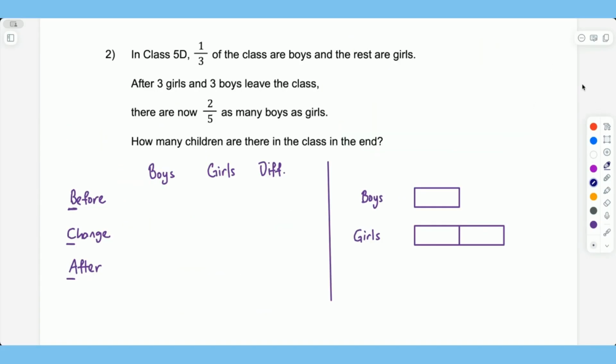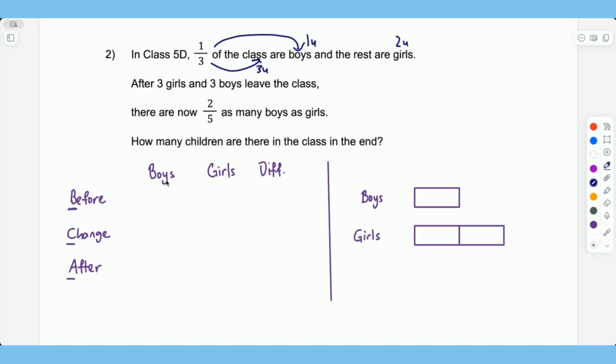Question 2. In class 5D, 1/3 of the class are boys and the rest are girls. That means the class has a total of 3 units. 1 unit are boys, the rest are girls. Since the total unit in the class is 3 units, boys is 1 unit, hence girls will be 2 units.